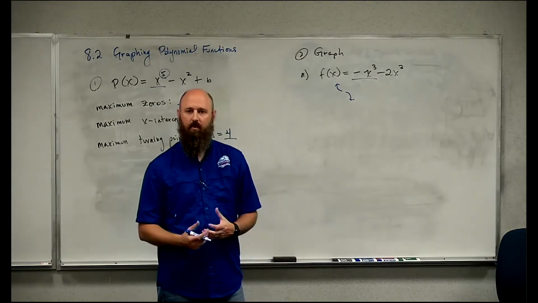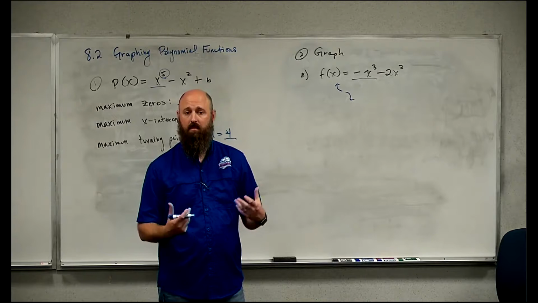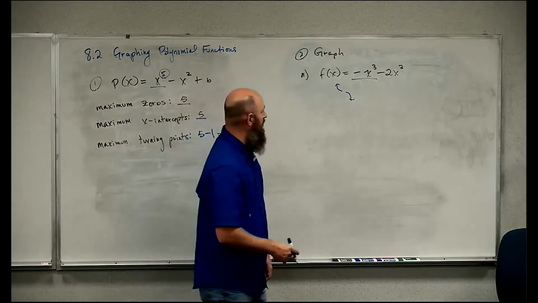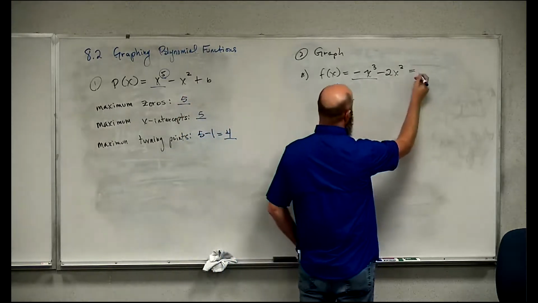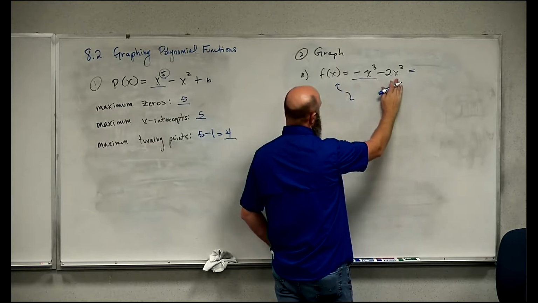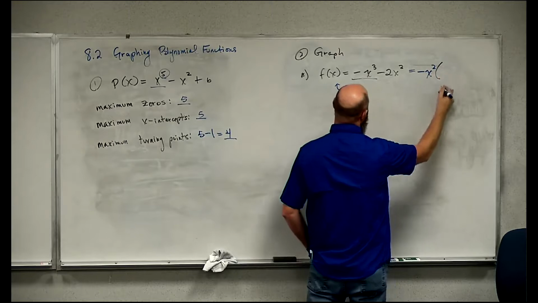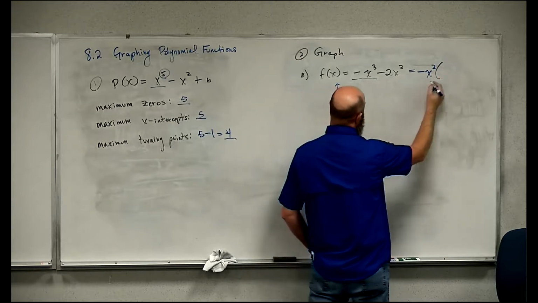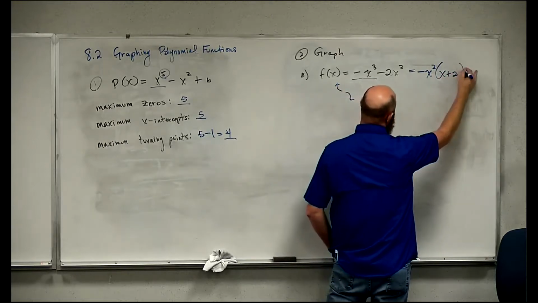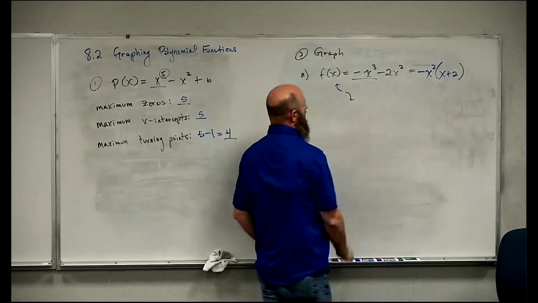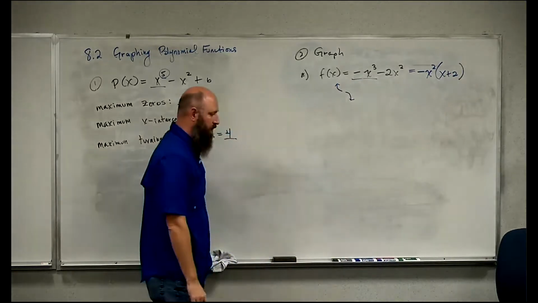But in order to find the zeros, we need to factor this piece because it's not just an x. So let's do that. Looks like we have an x squared in common, and we can take that negative out with it. So negative x squared, and that's going to leave me with x plus 2, because I'm taking the negative out.